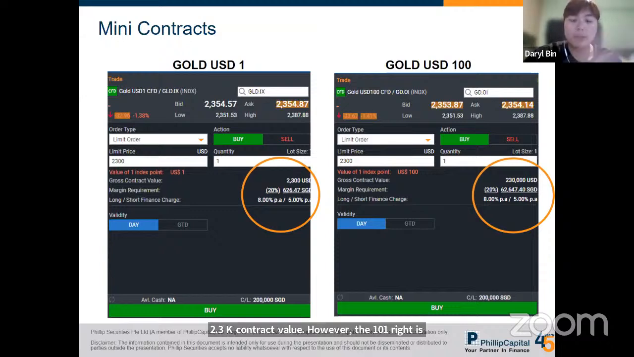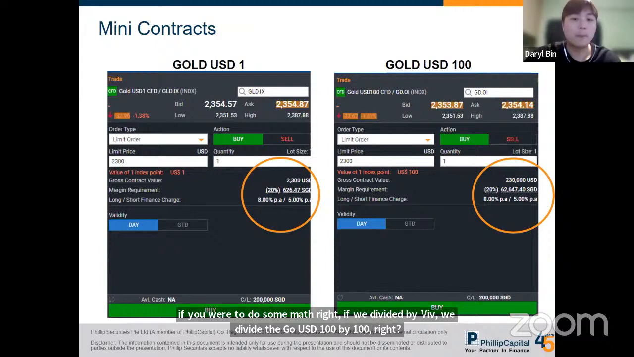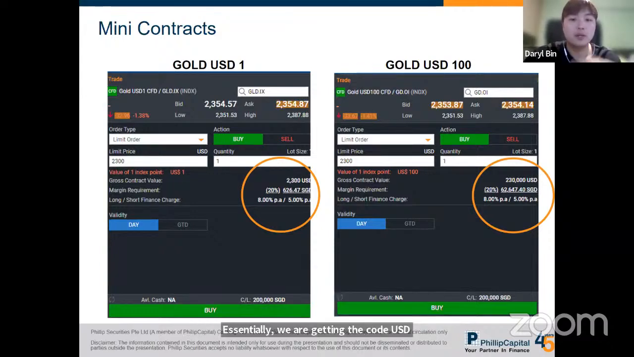If you do some math, if we divide the gold USD100 by 100, essentially we get the gold USD1. The good thing about USD1 is that it requires lesser margin. So traders who wish to gain exposure but have lesser capital can leverage on the USD1 to gain their exposure.